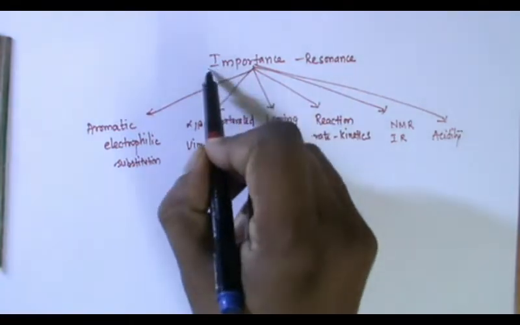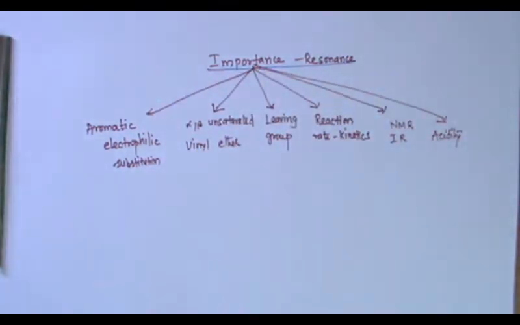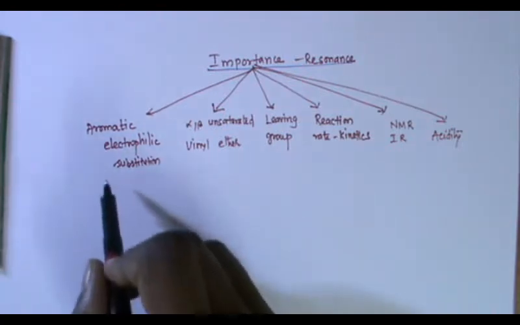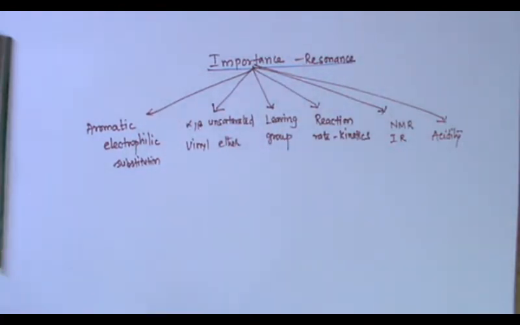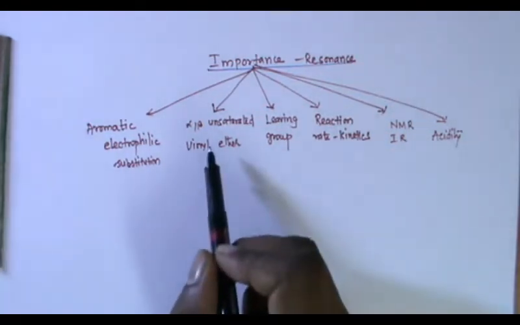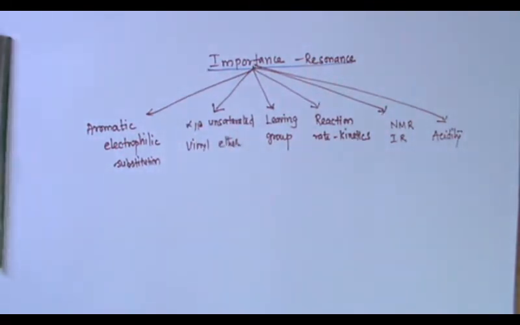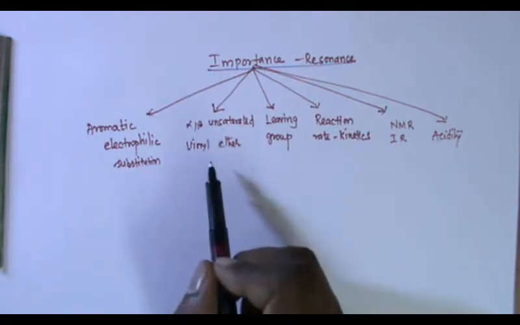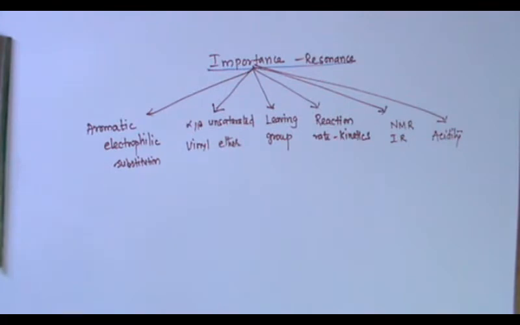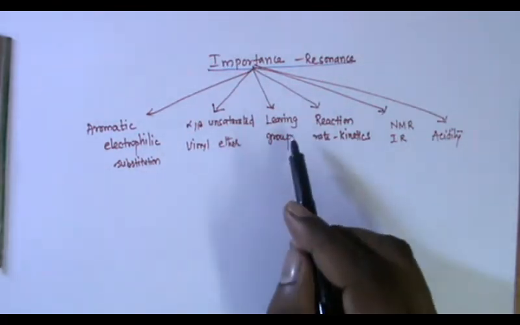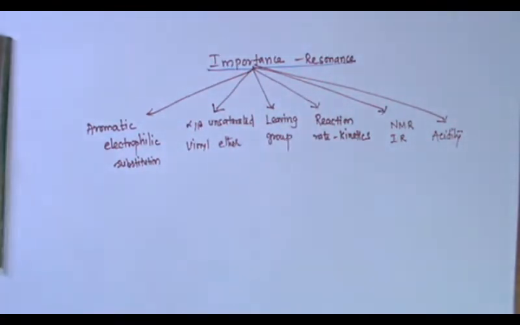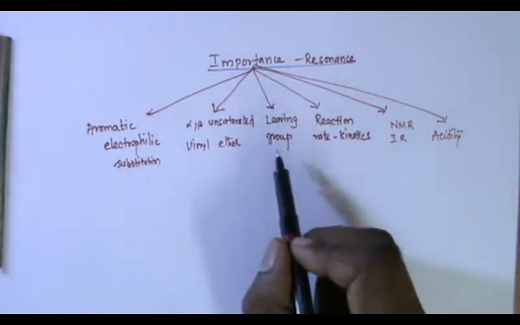What is the importance of resonance effect? In order to explain that, I am going to discuss these six topics. The first one, aromatic electrophilic substitution. The second one, two functional groups: alpha beta unsaturated system, which may be ketone, ester, nitrile, nitro, whatever it may be. Then vinyl ether, which may be methyl vinyl ether or silyl enol ether. And the leaving group tendency of acetate and sulfonate. So we are going to discuss that.